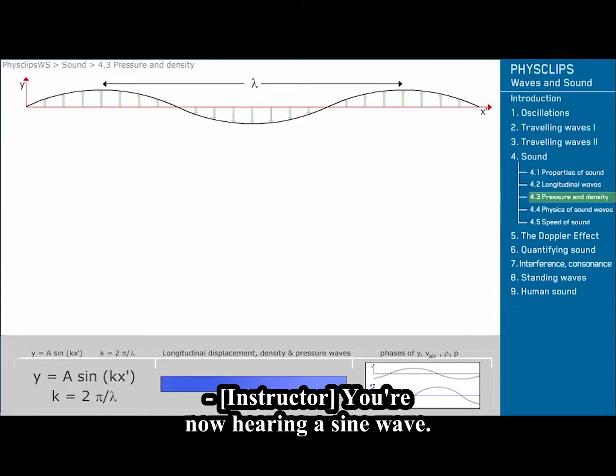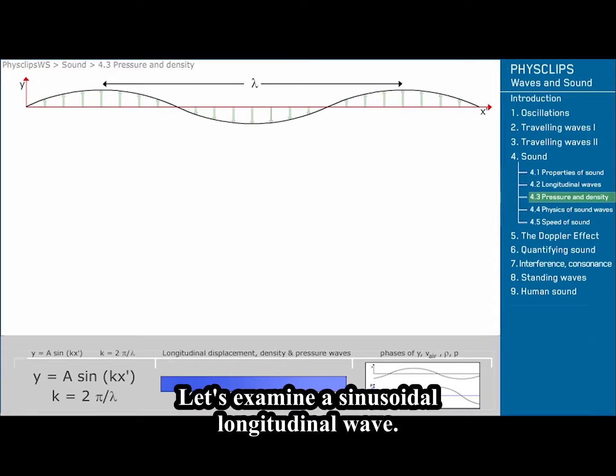You're now hearing a sine wave. Let's examine a sinusoidal longitudinal wave.